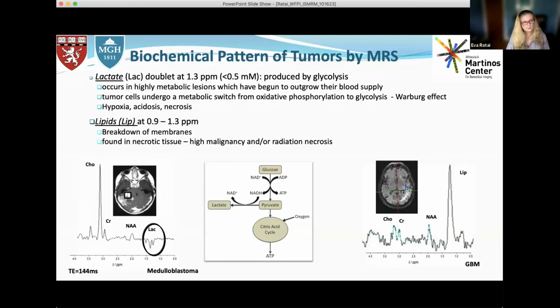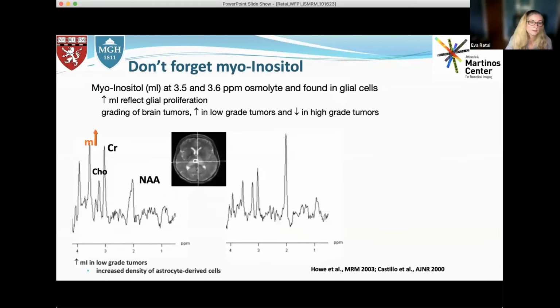And don't forget myoinositol. Myoinositol is an osmolyte that is found in glial cells, and an increase may reflect glial proliferation. People found that it's actually a really good marker in grading brain tumors because it is elevated in low-grade tumors, and it's decreased in high-grade tumors. So here's an example of a kid who has this lesion in a really difficult to biopsy area. But at least we don't see a lot of choline here, but we see myoinositol. So at least we know that it's potentially a low-grade tumor, not a high-grade tumor.